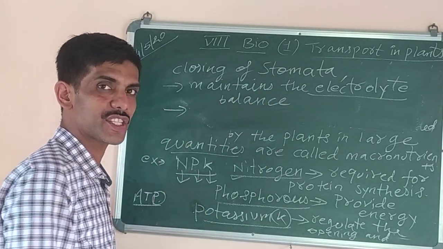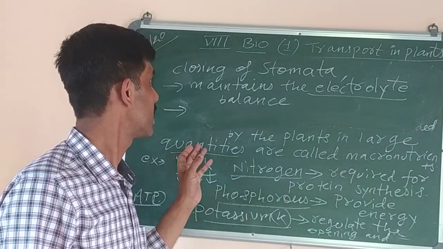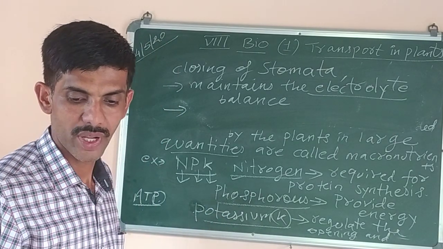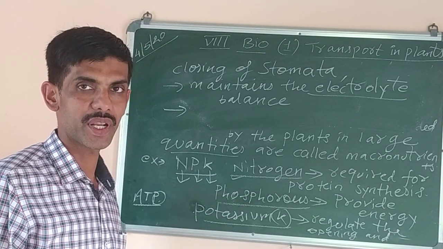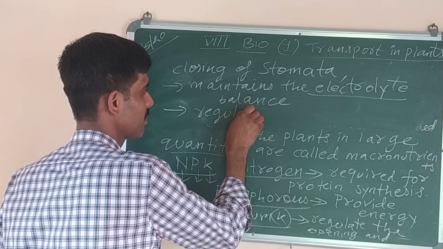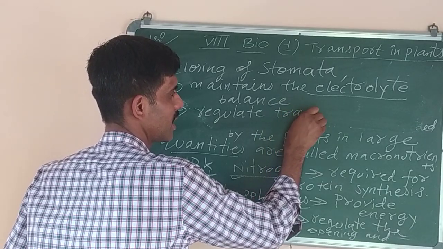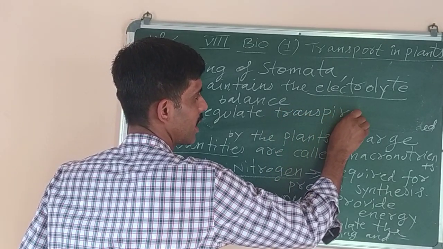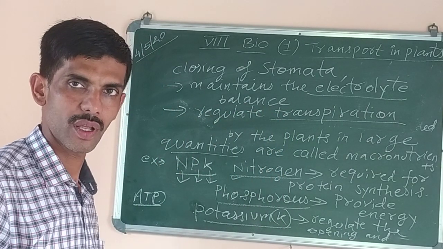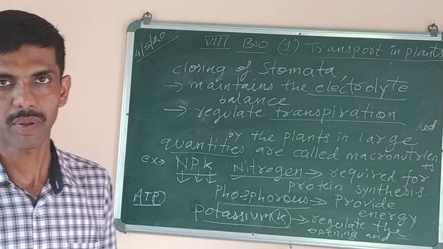And the third and the last important function of potassium is it is required to regulate the process of transpiration. So regulate transpiration, you can write. What is transpiration? Transpiration is the loss of water in the form of water vapor from the aerial parts of the plant.